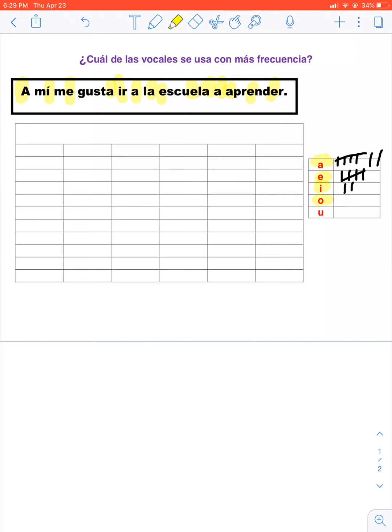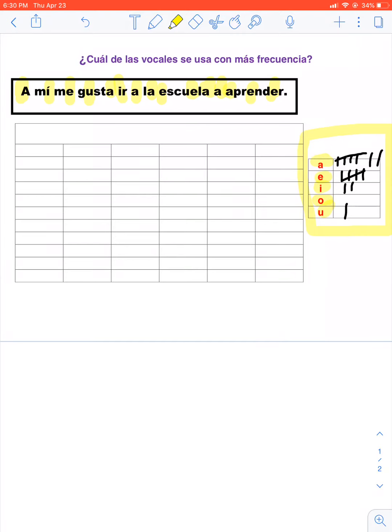Okay, y ahora la U, ¿verdad? Okay, let's count. 1, and that's it. Okay, so let's come back to our tally mark box and a 1. All right, so this is what we would call los datos, right? Estos son los datos. We are going to use them to make our bar graph, nuestra gráfica de barras.